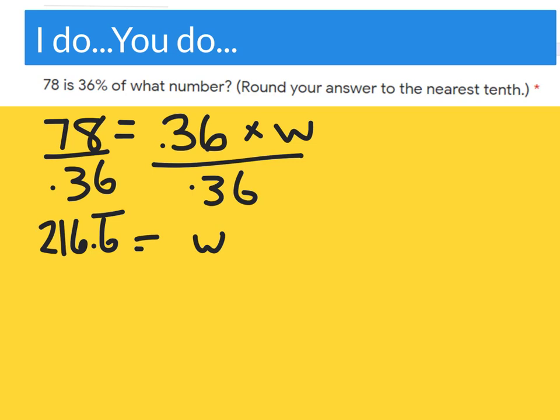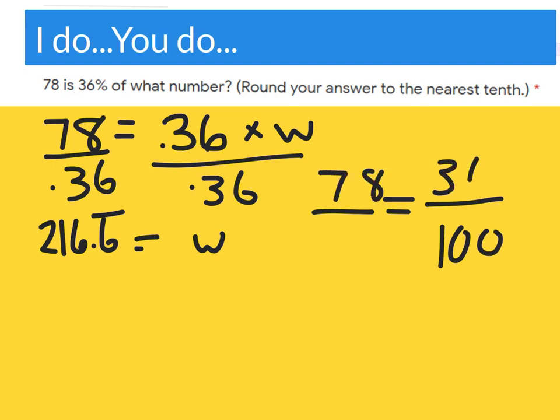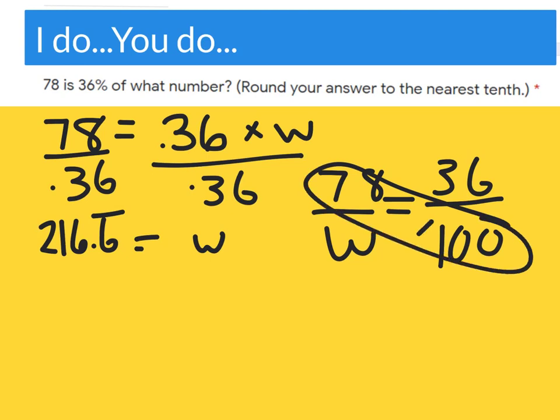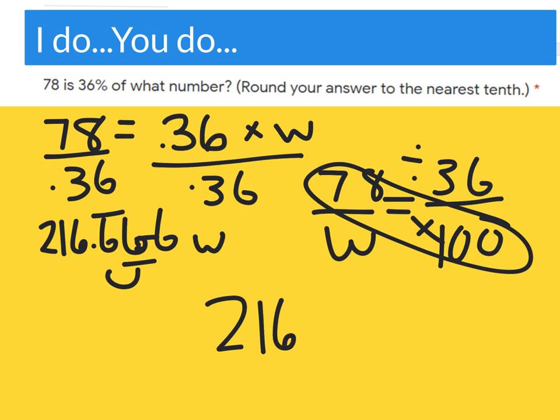If I did it as a proportion, 78 is 36% of what number? Again, 78 is the 36%. We're looking for the 100% or the whole. If you multiply the diagonals, divide by the other one, you're going to get that 216.6 repeating. It says round to the nearest tenth, so since these are sixes out behind, that 6 makes that one go up, and you would be at 216.7.